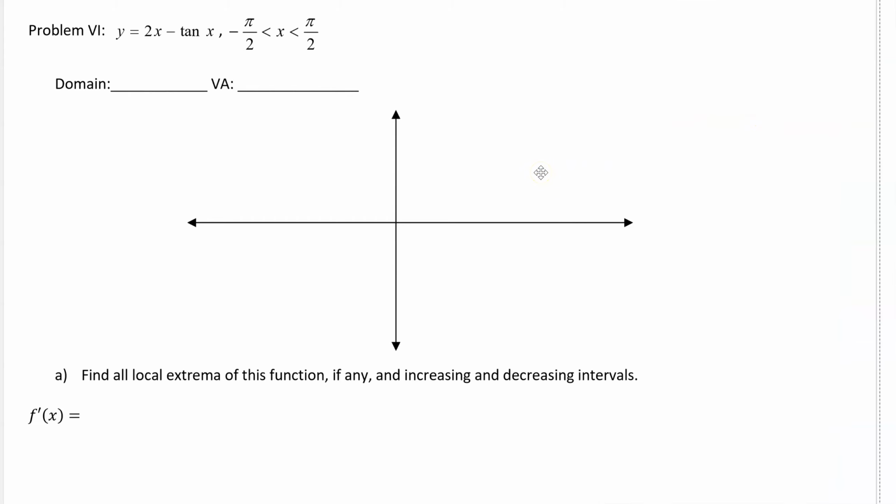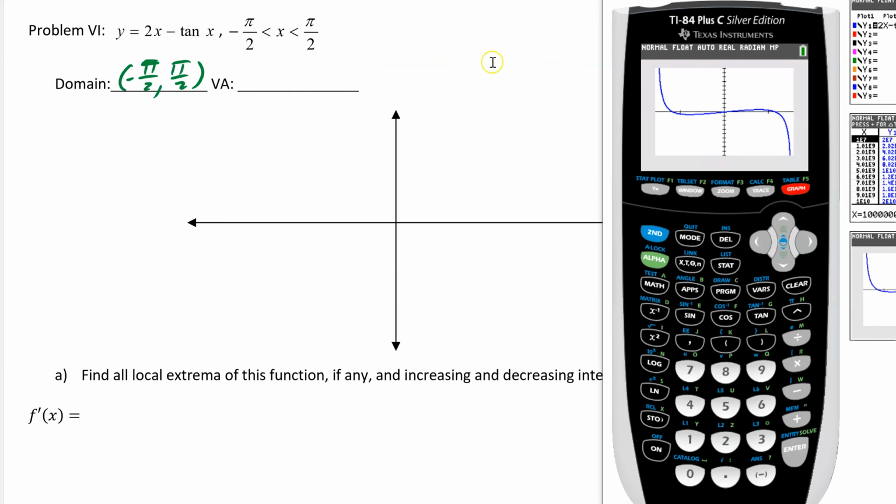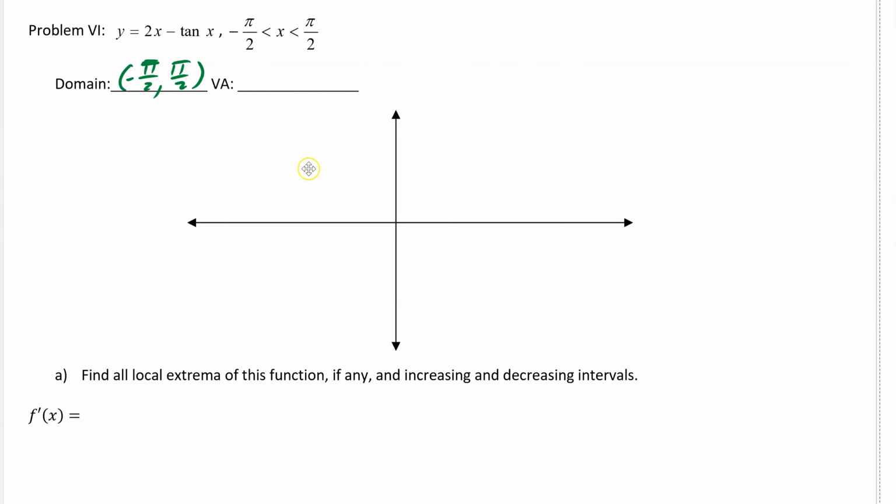So domain, we don't have to worry about anything. It is from negative pi over 2 to pi over 2, because pi over 2 and negative pi over 2 is where tangent has issues. Vertical asymptotes, we're going to be getting them at these 2 points. So at x, oops, let's put those in red. At x equals negative pi over 2 and x equals pi over 2. This is just standard for tangent.